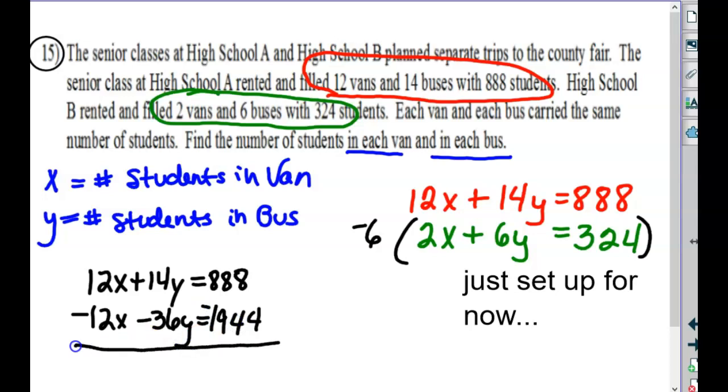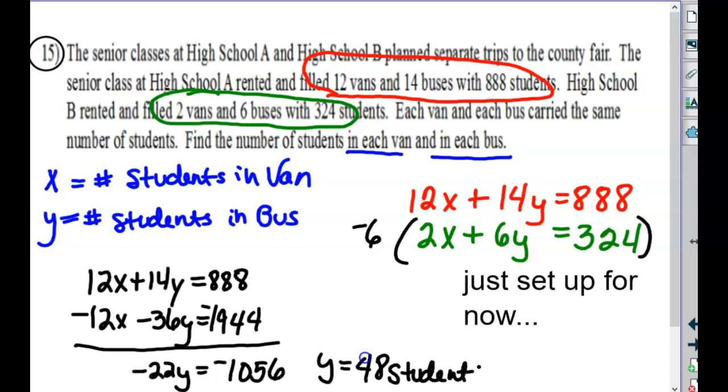Combine these and we get -22y equals, I don't know. Somebody help me. -150. Okay. Does that divide nicely by -22? Please tell me it does. I don't want to have to cut any students in half. So 48 students per bus.